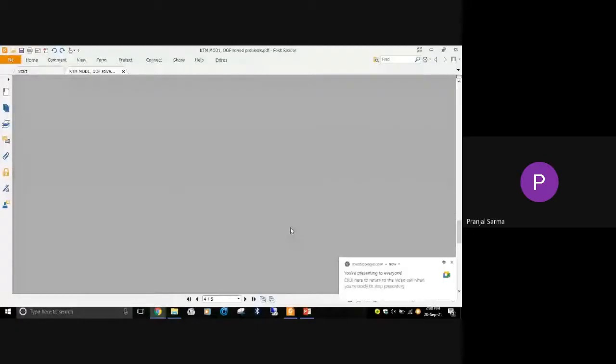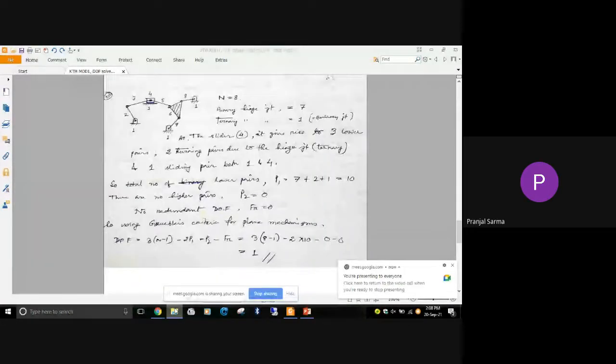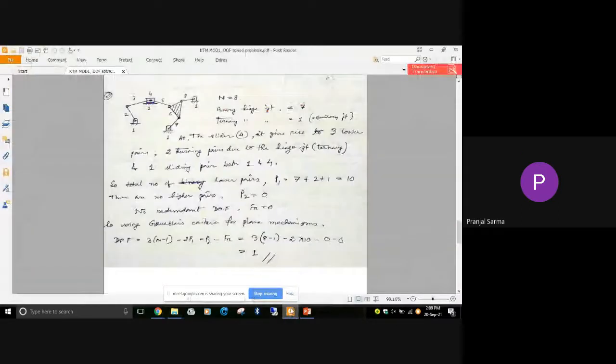So what was the basic equation that we are using for finding out degree of freedom? Can anyone tell me, if we think of a rigid link that is in space, and all the movements are permitted, that means there is no restraint, we are not restraining any kind of movement, then what will be the degree of freedom? Can anyone tell me?